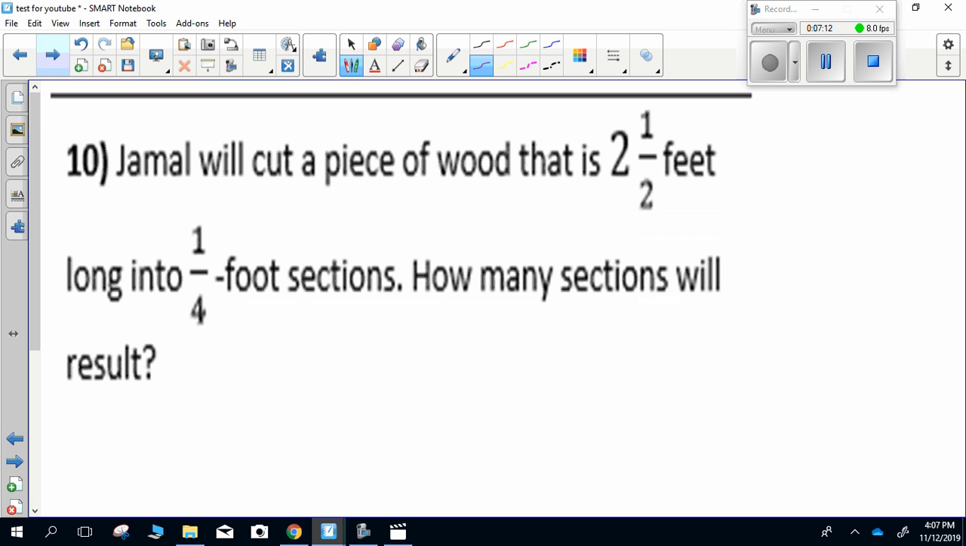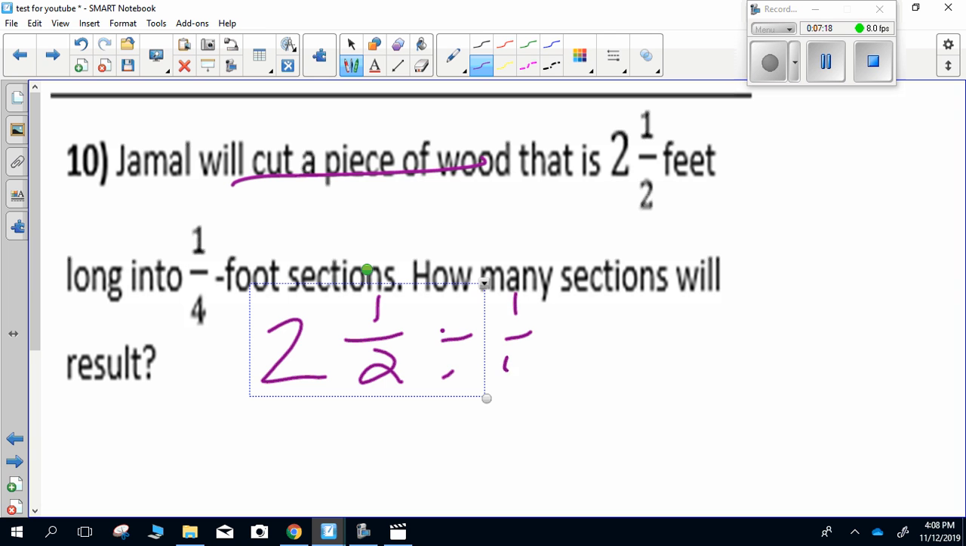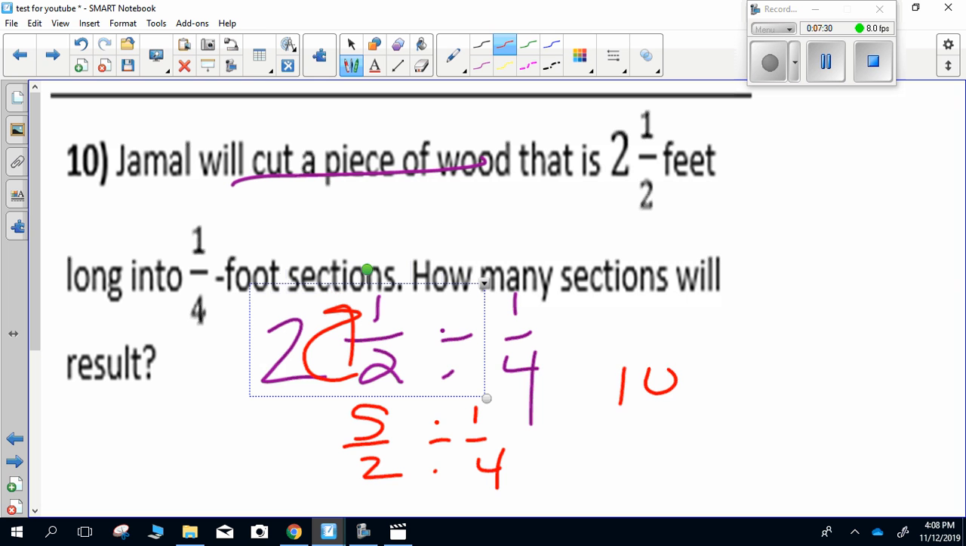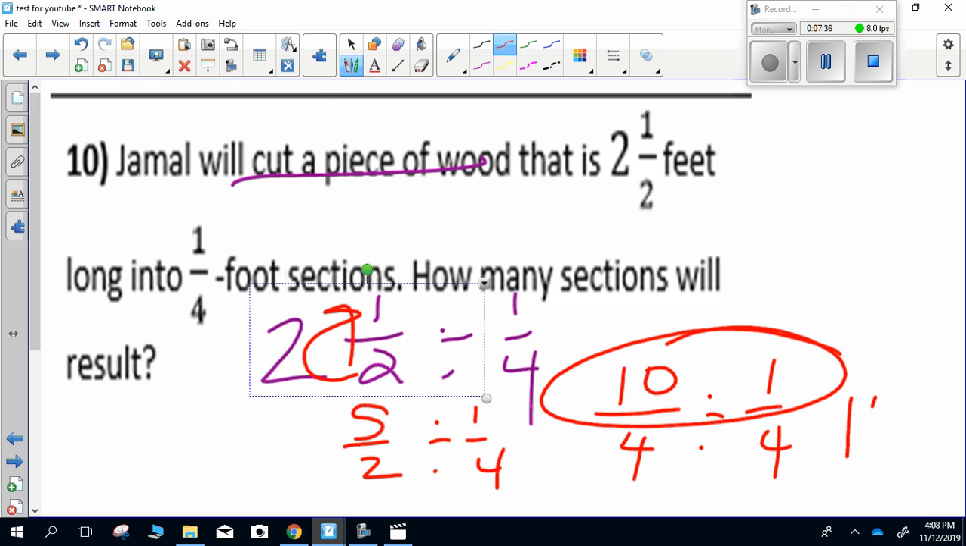The next question, we are cutting some wood, so we're dividing again. So it's 2.5 divided by 1/4. Common denominator, we're going to go here. So that's going to be 5 halves divided by 1/4. Common denominator is going to be 4, so it's going to be 10 fourths divided by 1/4. My answer is here, so my answer is 10.